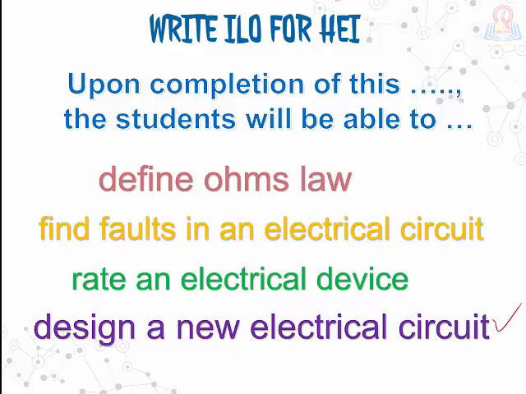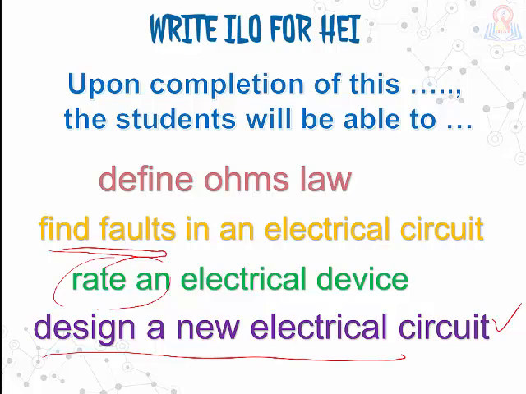This is the judge, and this is the find faults. This is the analyze level. So rate and circuit judging, this is the evaluate level. So you must have at least one outcome in the higher level, that is the create level. This is very, very important. And also at least one in the analyze level, one in the evaluate level.